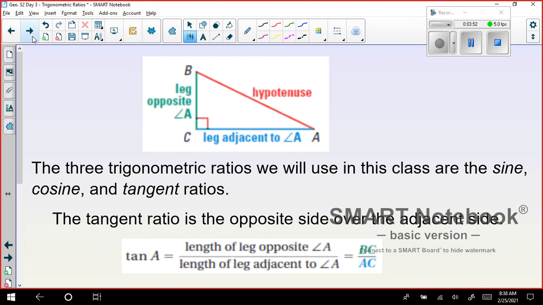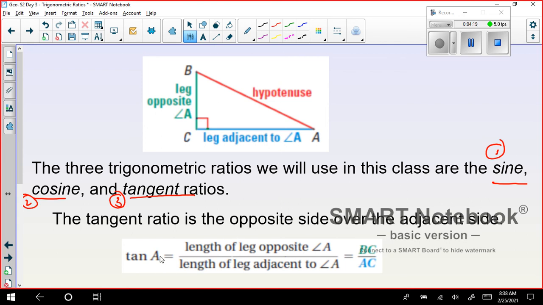There are three trigonometric ratios we will use in this class, and they are the sine, cosine, and tangent ratios. One of them is the sine, the second one is cosine, and the third is tangent. We will see what those ratios are.